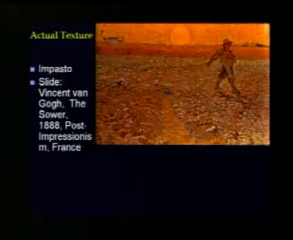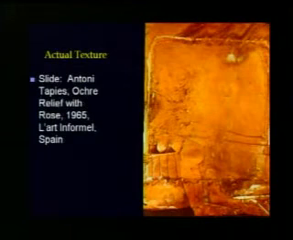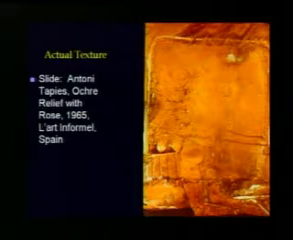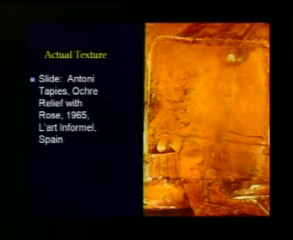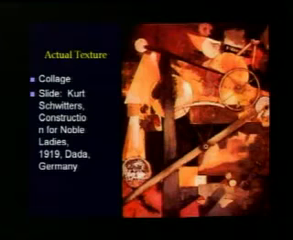Then another kind of actual texture that an artist can create is mixing paint with various materials such as sand, concrete. This particular one, the artist mixed paint with plaster and applied it to the surface. An artist can also create actual texture by gluing things to the surface. When an artist does this, it's called collage. Collage just means to glue to a surface.